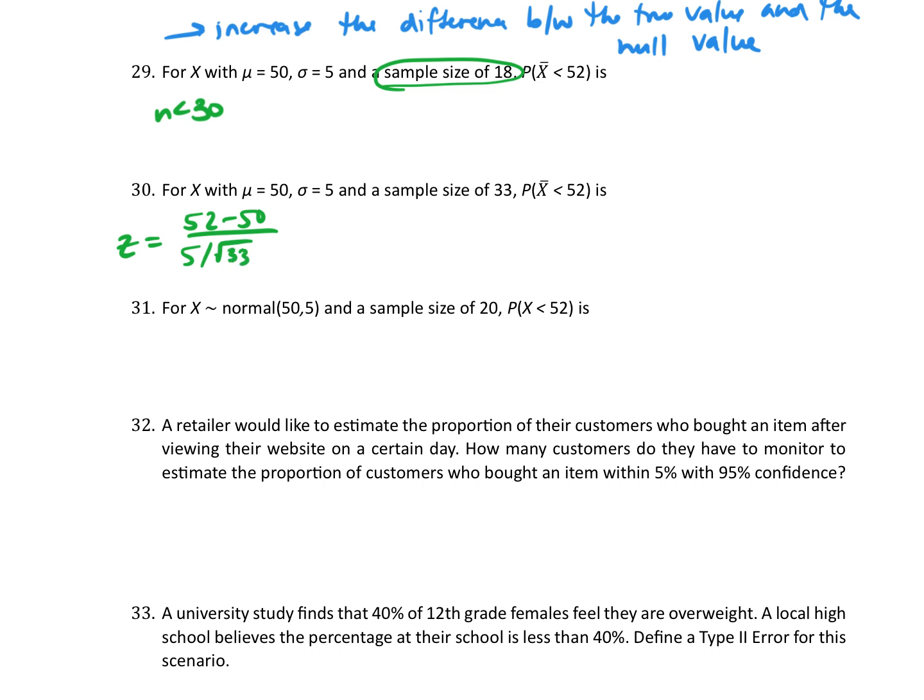Wait, so anytime it's not normal, if it's just giving me the data and it does not state that it is normal, that's when I have to use that standard deviation. Yes. What if it does state it's normal? We're about to do that on the next problem. Okay? All right. So my z-score here is 2.30.